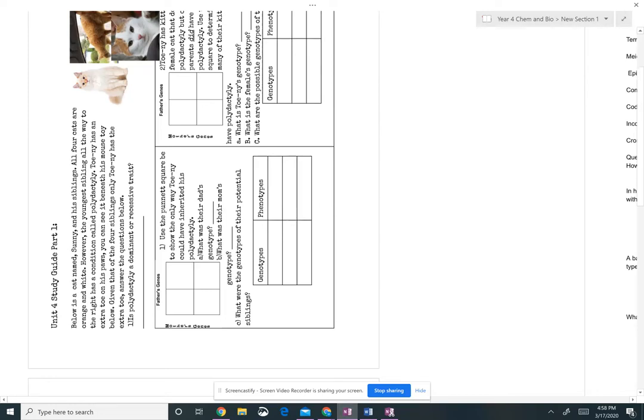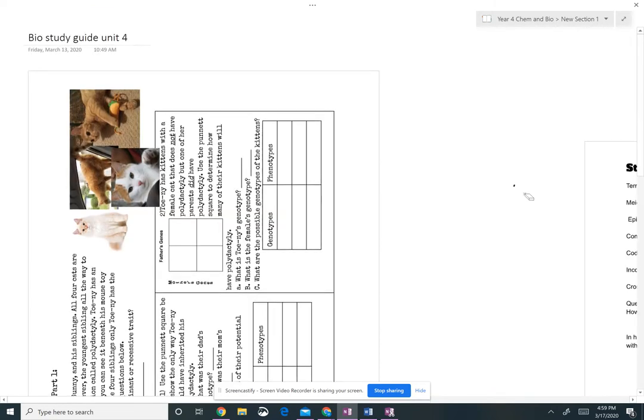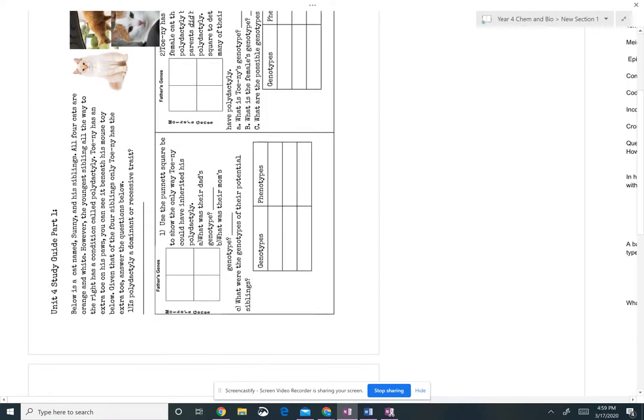Hi, you guys. So I'm going to spend some time going over your study guide with you. I'm going to start with part one, and then I'm going to go from there. Okay. So I am going to recenter my screen.